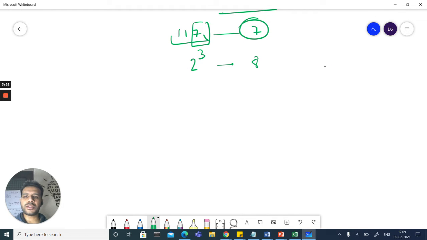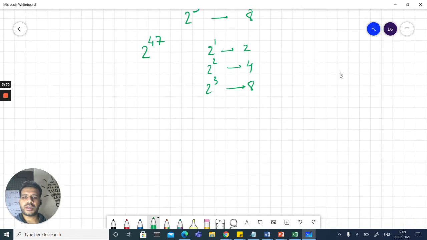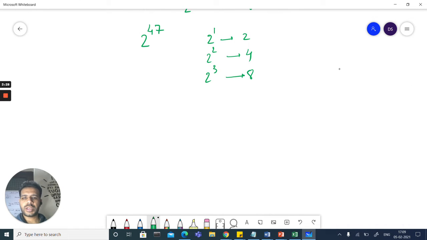But the moment I say find it for 2 to the power 47, I can't multiply 2 forty-seven times and get the number. So I will have to do something else. Let's see what we can do. 2 to the power 1 gives me 2, 2 to the power 2 gives me 4, 2 to the power 3 gives me 8, and 2 to the power 4 gives 16, but we are only talking about the last digit, which is 6.